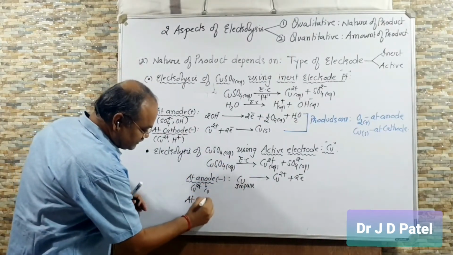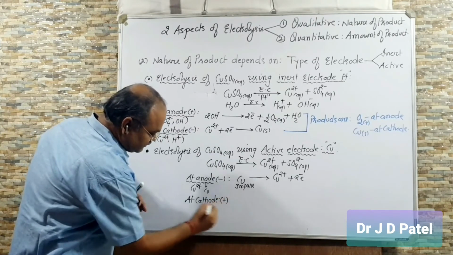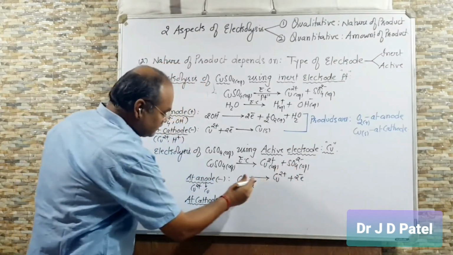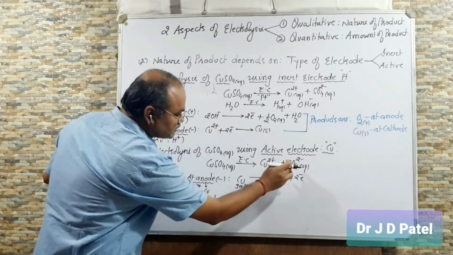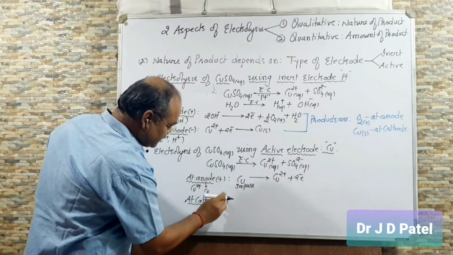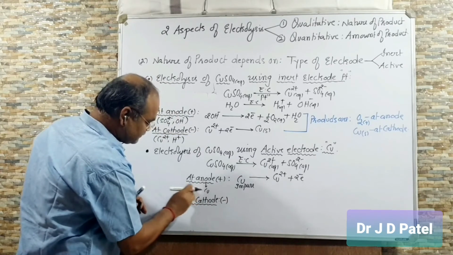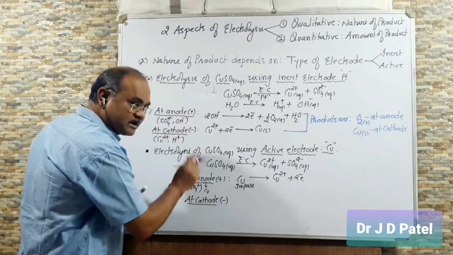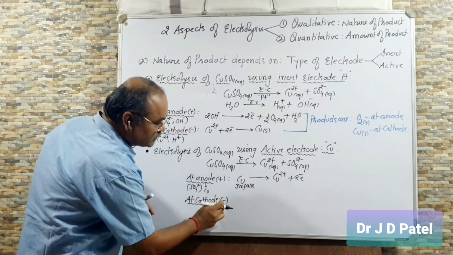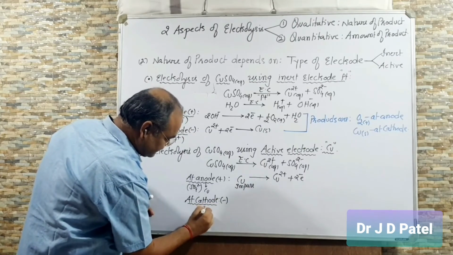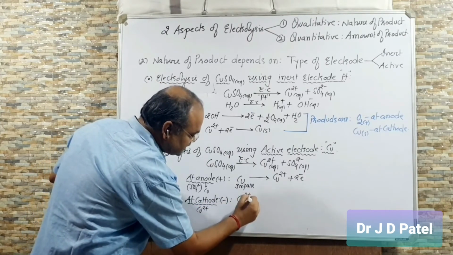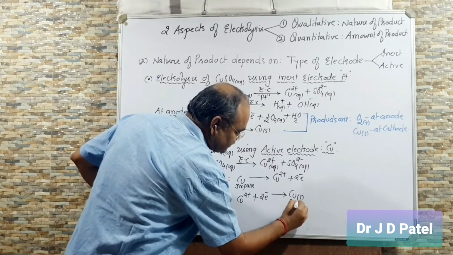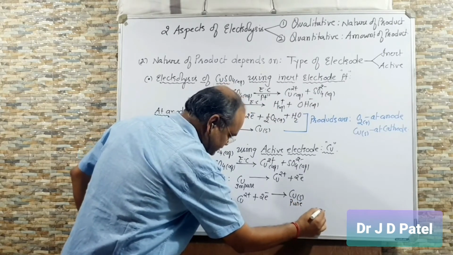And at the cathode, which is positive, what will happen? Cathode is positive. So, sorry, anode is positive, cathode is negative. Here I told you why SO4 does not undergo oxidation. Maximum oxidation state is over. Cathode is negative, so Cu2+ will be attracted. So Cu2+ takes 2 electrons and gets deposited as Cu solid. This is pure. And this reaction you have studied in 10.